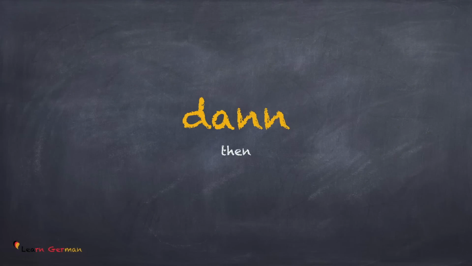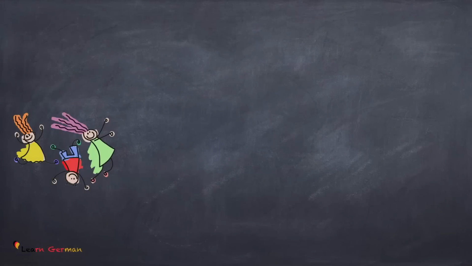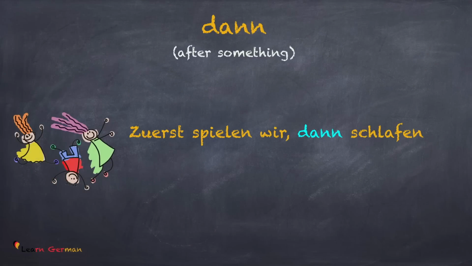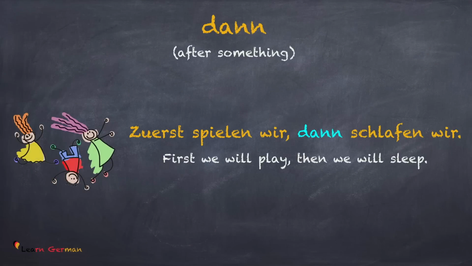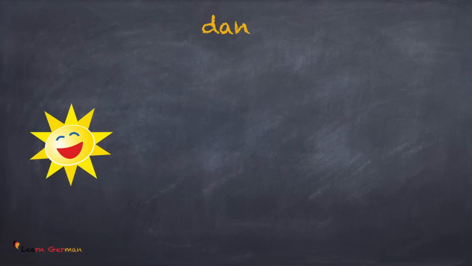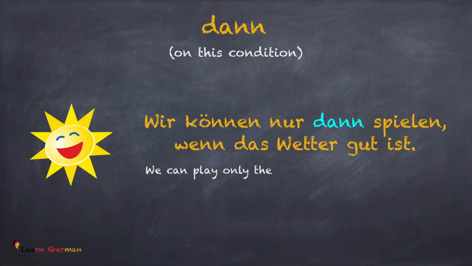Now let's see how to use dann. Dann can be used in various contexts. Let's go through the examples. Zuerst spielen wir, dann schlafen wir. In this case, dann is expressing that one activity is taking place after the other. First we will play and then we will sleep. In the second case, dann is being used to stress a condition. Wir können nur dann spielen, wenn das Wetter gut ist.